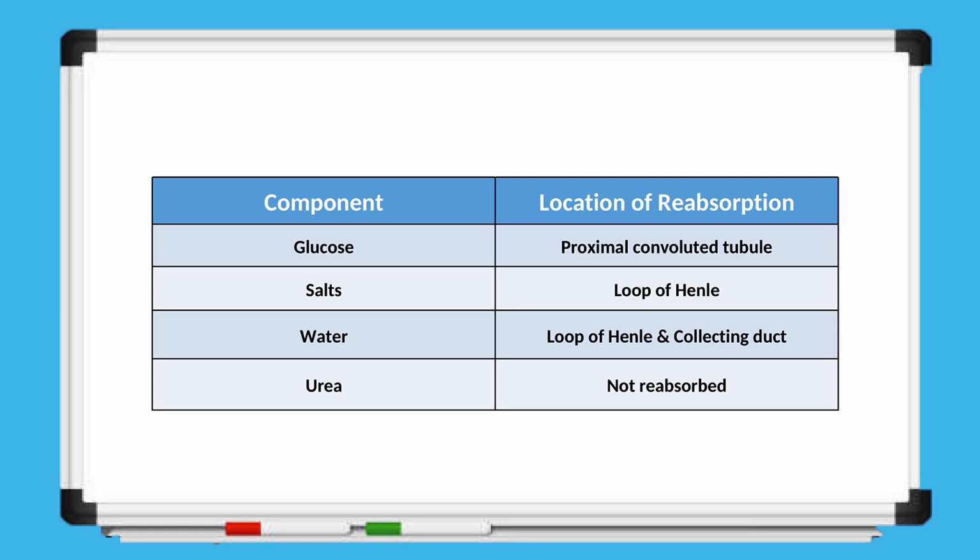Water is reabsorbed in both the loop of Henle and the collecting duct. Water moves by osmosis, following the reabsorbed salts, and the amount reabsorbed can change depending on the body's needs, helping to maintain hydration and regulate urine concentration.